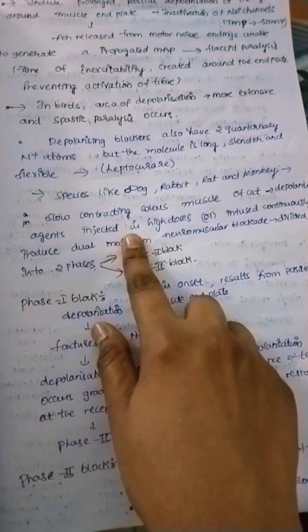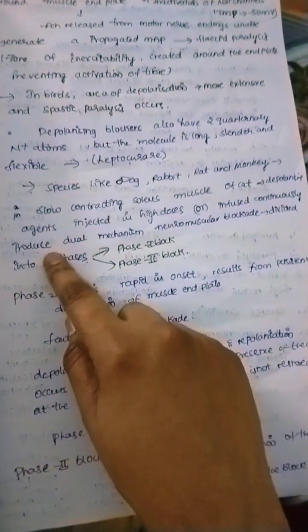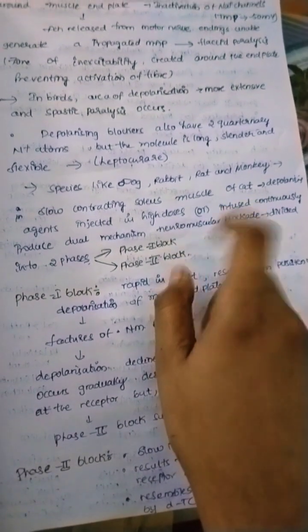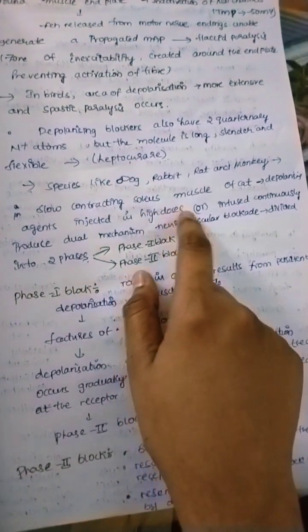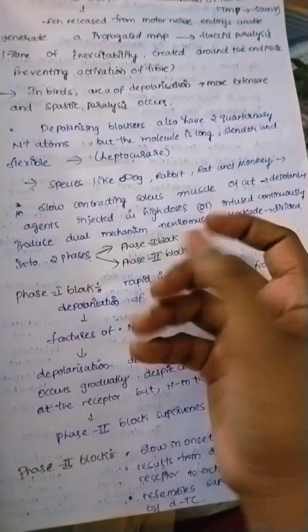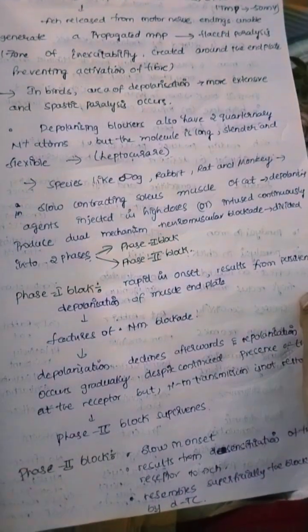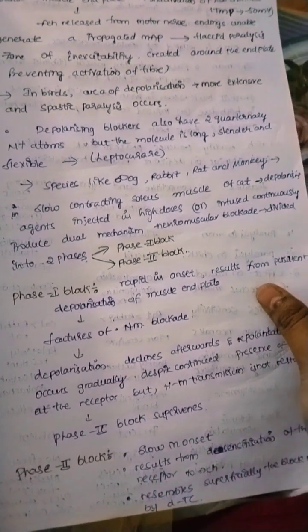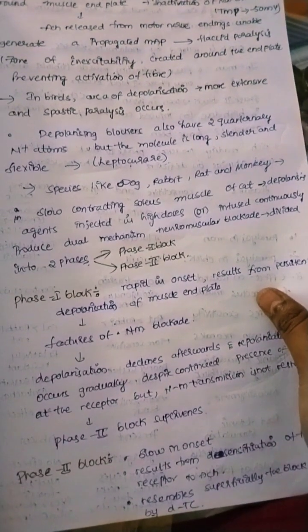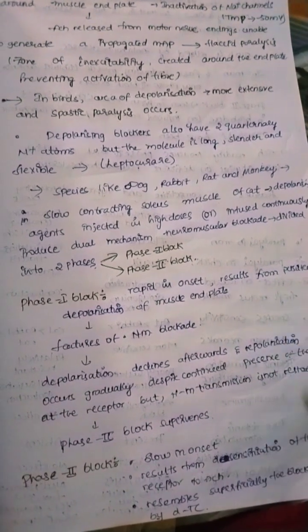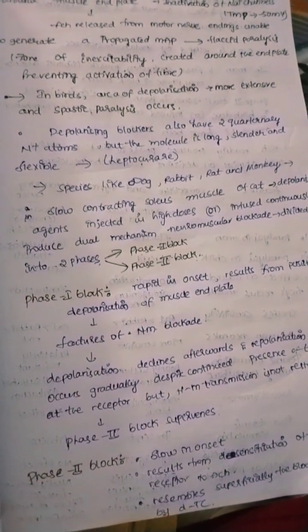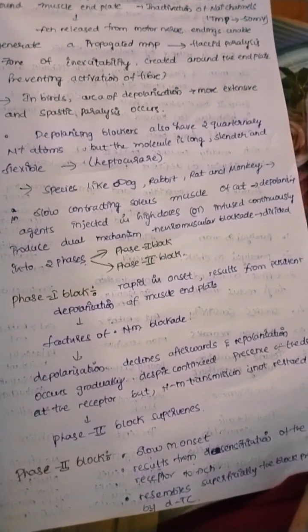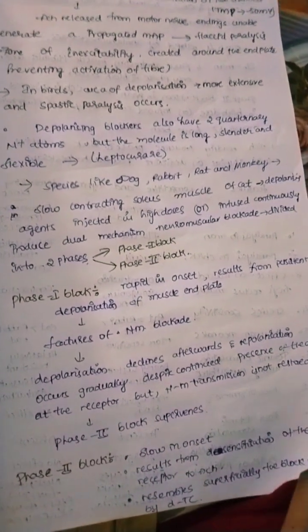Depolarizing agents injected in high doses or infused continuously produce dual mechanism neuromuscular blockade. In the slow contracting soleus muscle of the cat, if these drugs are given at high doses, they will produce depolarization, and they will show two types of responses. One is phase 1 block and another one is phase 2 block. Phase 1 block is rapid in onset, which results from the persistent depolarization in the muscle end plate.